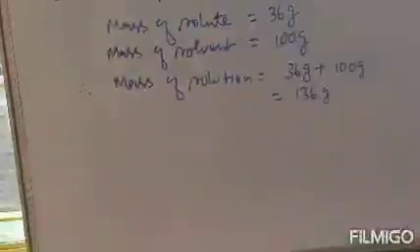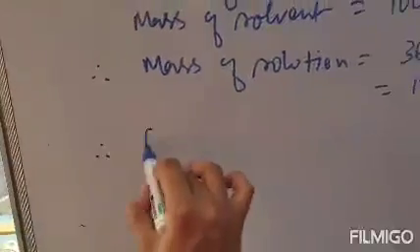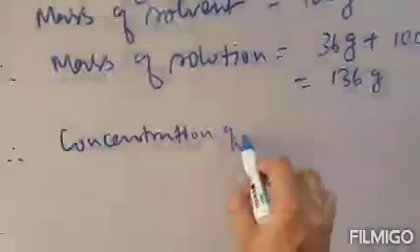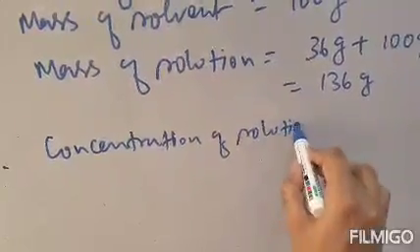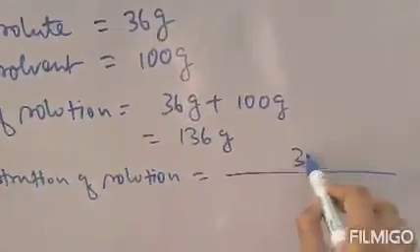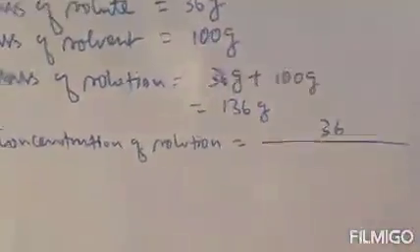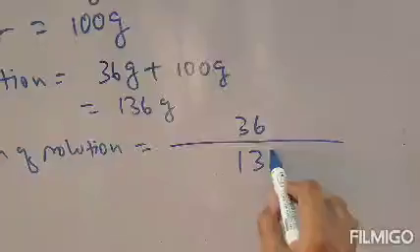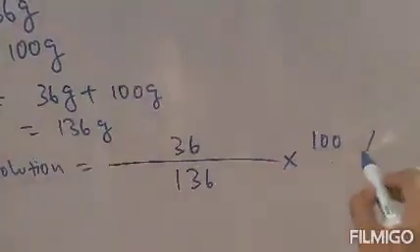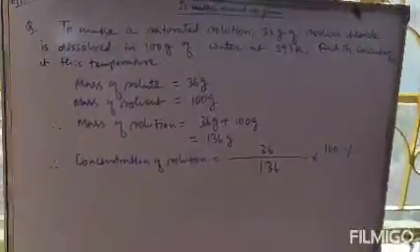Now what is the concentration of the solution? The formula says the concentration of solution will be the mass of the solute, that is 36, divided by the mass of solution, that is 136, into 100%. That is, concentration equals mass of the solute divided by mass of the solution into 100%.